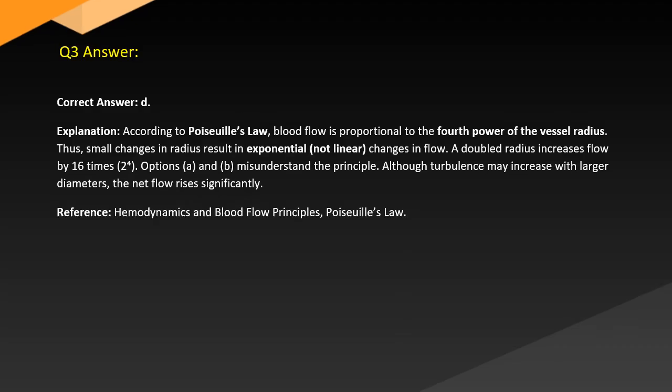Answer. Correct answer: D. Explanation. According to Poiseuille's law, blood flow is proportional to the fourth power of the vessel radius. Thus, small changes in radius result in exponential, not linear, changes in flow. Doubled radius increases flow by 16 times, 2 to the 4th.